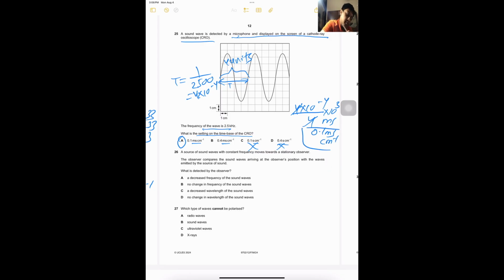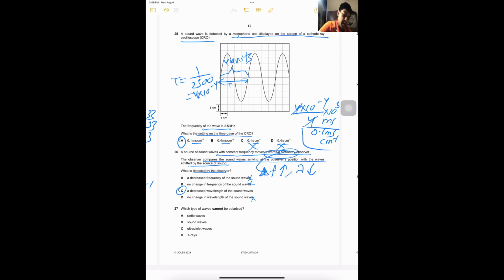A source of sound wave with constant frequency moves towards a stationary observer. The observer compares the sound waves arriving at the observer position with the waves emitted by the source of sound. What is detected by the observer? So it's moving towards, which means frequency would increase and lambda would decrease. A decreased frequency is wrong, no change in frequency is wrong, there is a change in frequency. A decreased wavelength, that is the correct answer. No change in wavelength is wrong, there is a change in wavelength. So this is just normal theory you have to apply here.